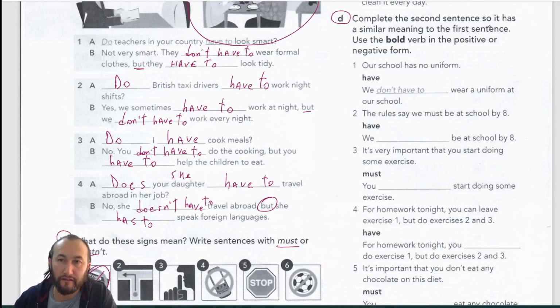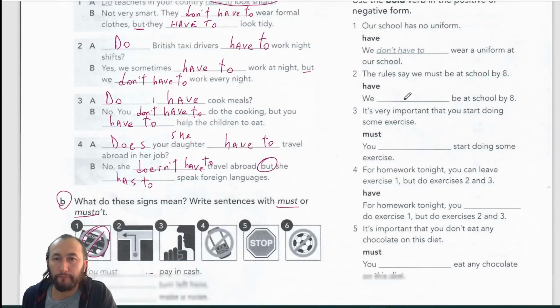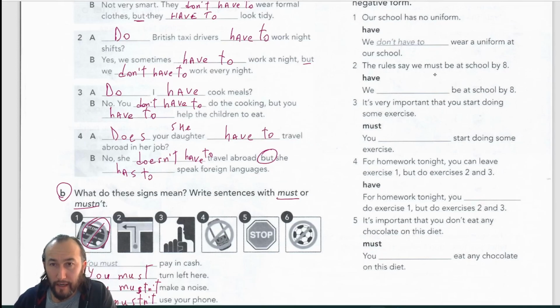Complete the second sentence so it has a similar meaning to the first sentence. Use the bold verb in the positive or negative form. Our school has no uniform. So if there's no uniform, we don't have to wear a uniform at our school. Number two, the rules say we must be at school by 8. So it's a rule, guys. We have to be at school by 8.